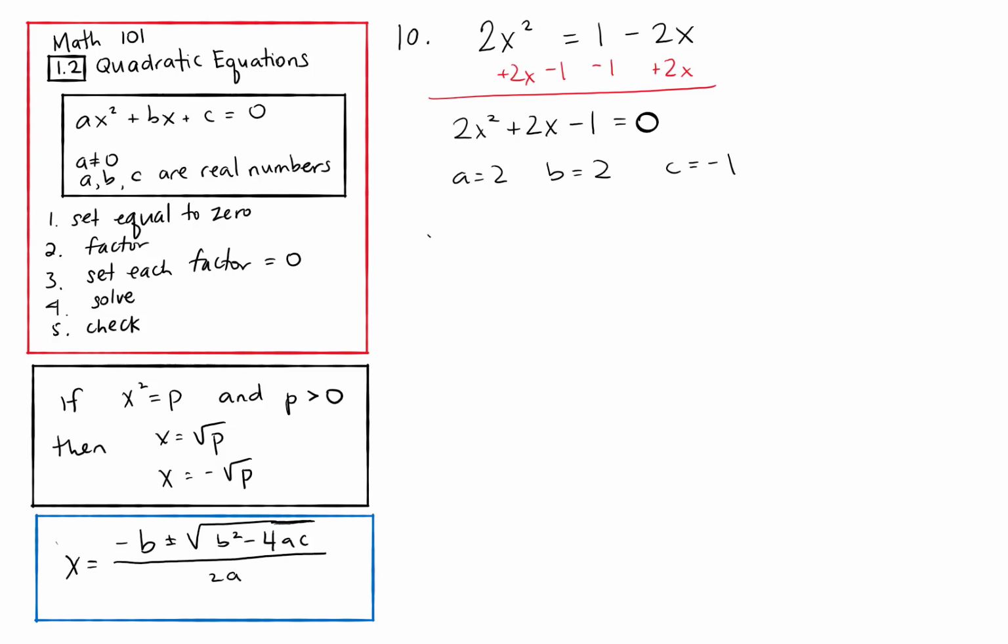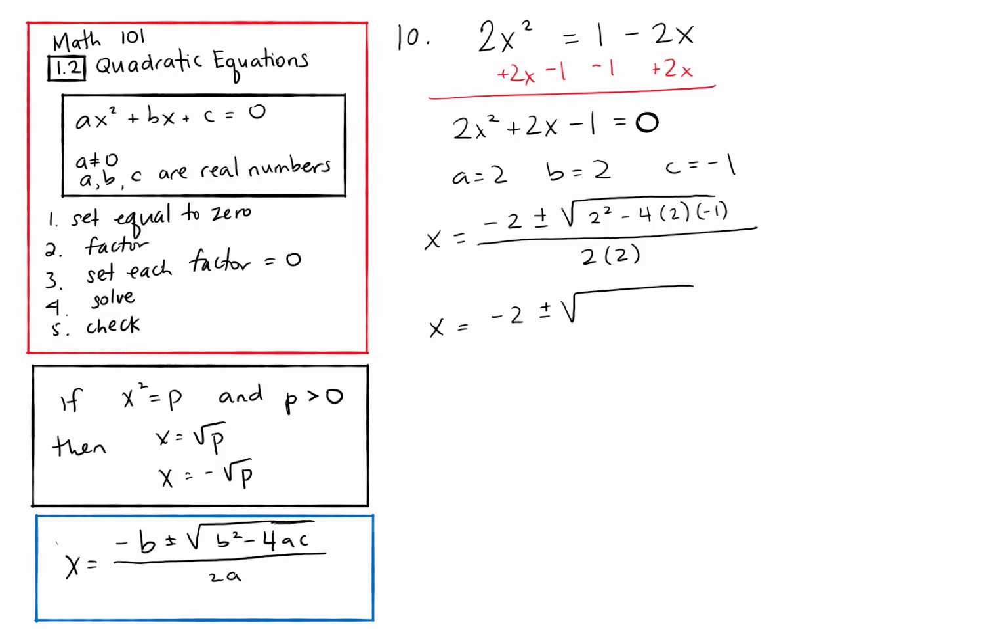So setting up the quadratic formula, x is equal to negative b plus or minus the square root of b squared minus 4ac all over 2a. And so what we have is negative 2 plus or minus the square root of 4 plus 8, make sure that you pay attention carefully to the signs, all over 4. Get x is equal to negative 2 plus or minus the square root of 12.